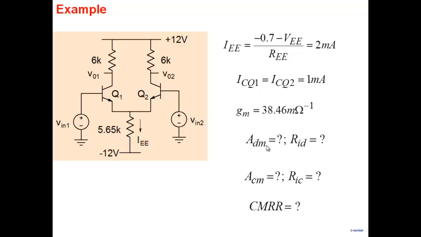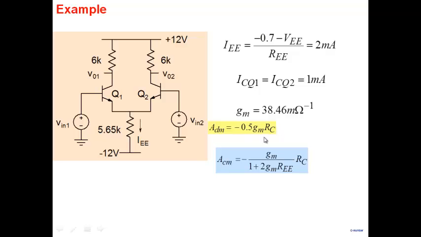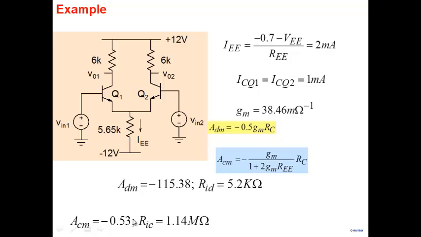GM, ADM is, let's point out, 115. RID is 5.2K. Straightforward calculations. ACM is minus 0.53. RIC is 1.14 megaohm. Just note the values. Differential mode gain is high. Common mode gain is less than 1. It's an attenuator. RID is modest because it's only 2 times R pi. RIC, the common mode resistance, is very high here.